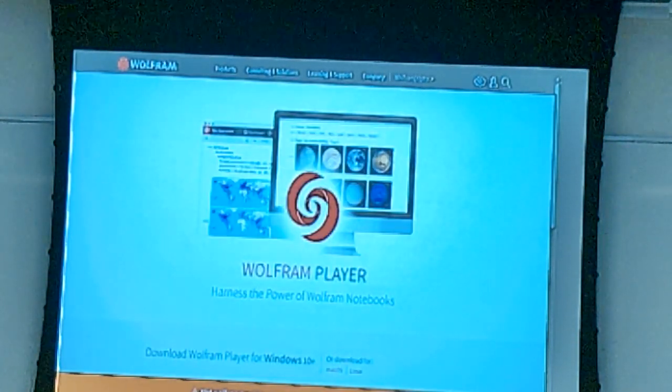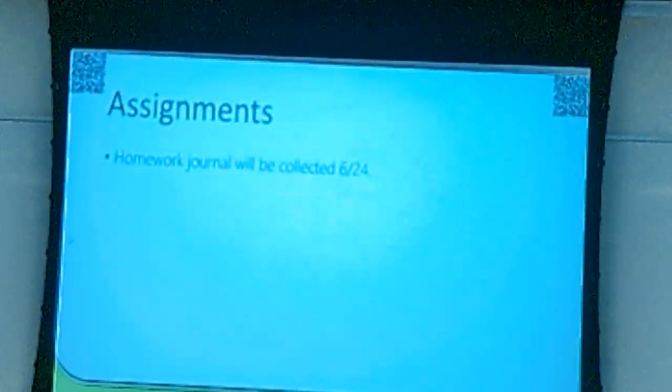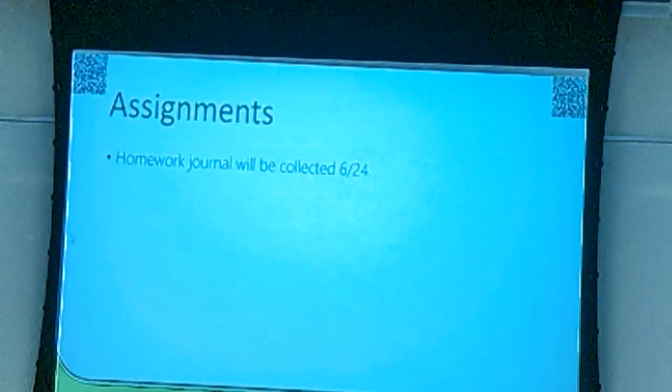I didn't do this last time, which is Monday, but I generally do try to end with a slide that shows the assignments. This is just a reminder that the homework journal will be collected for the first time on June 24th. There's only one assignment up. There are 3 questions from chapter 1. I think it's specifically section 1.2.